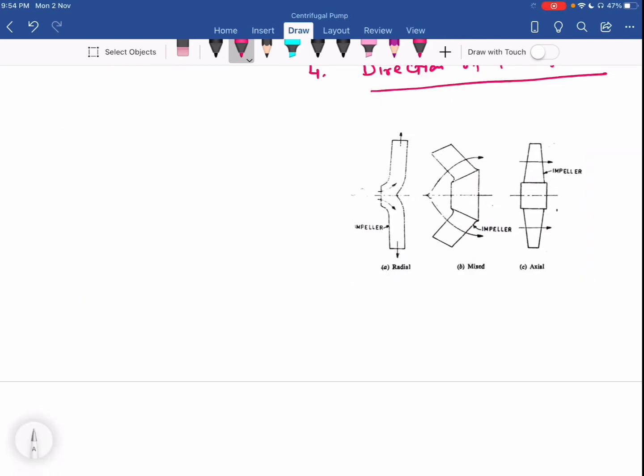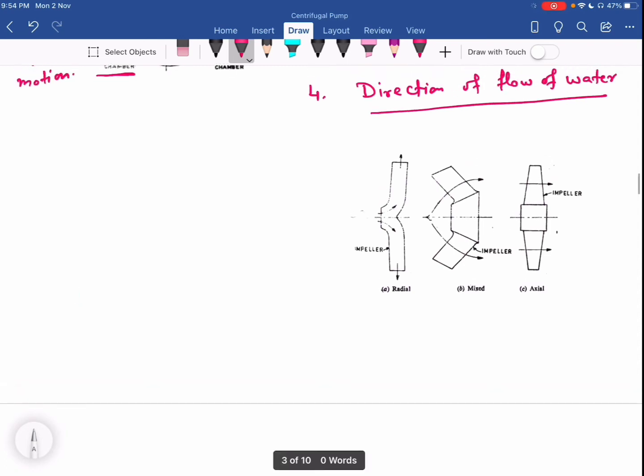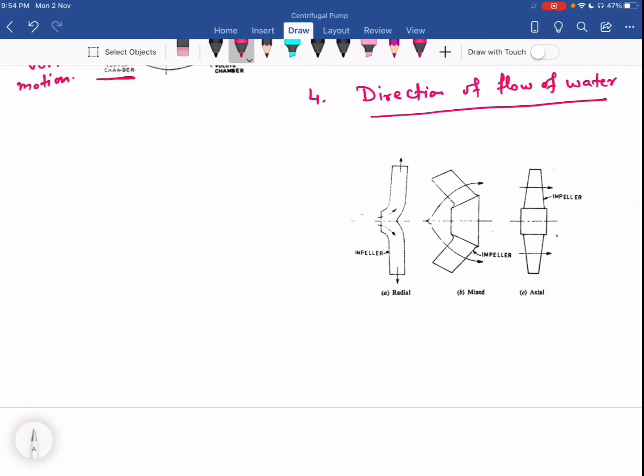Okay, so depending upon this, you can see we have three different types of pumps. One is called radial flow. The second one is the mixed flow, and third one is the axial flow. So radial flow is one in which the flow is completely in radial direction within the impeller. This type of pump is used when there is a requirement of high head, low discharge.